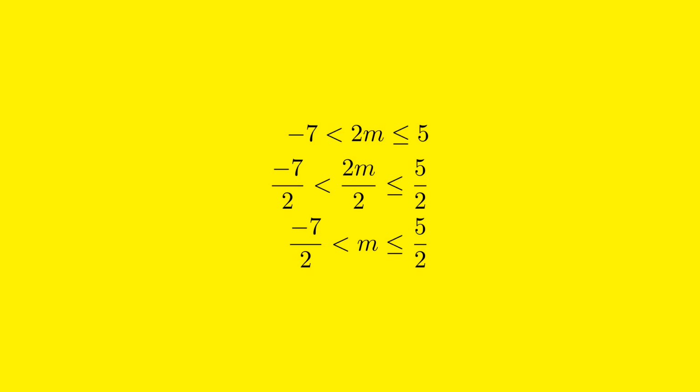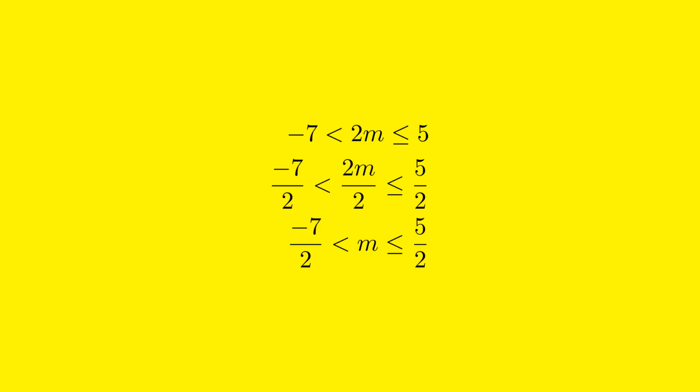Now that we have simplified the inequality to -7 < 2m ≤ 5, our next step is to isolate the variable m. Since m is currently multiplied by 2, we want to remove this multiplication by dividing each part of the inequality by 2. This action will help us get m by itself in the middle part of the inequality.